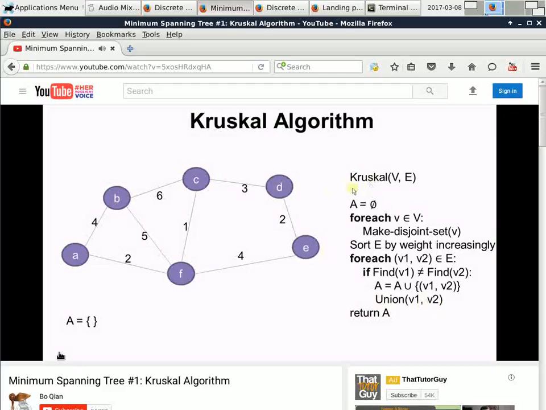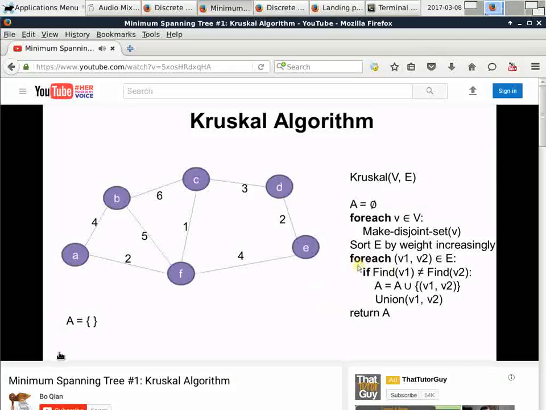So now let's talk about Kruskal's algorithm. We define A. A is used to store all the edges of the minimum spanning tree. So initially A is empty and eventually we will return A. Then for each vertex of the graph, make a disjoint set with that vertex. So each vertex will be used to create a single-vertex disjoint set. And then sort all the edges by weight increasingly. So the edge with the smallest weight will be in the front, and the edge with the biggest weight will be in the end.